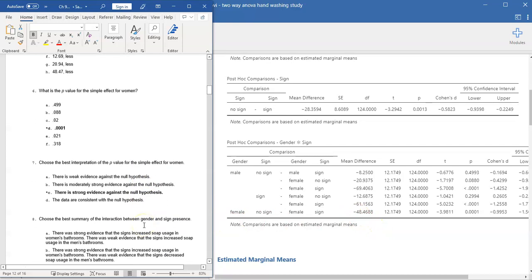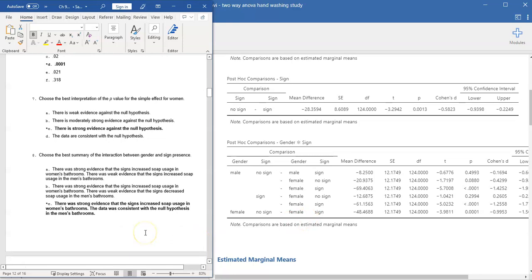All right, moving down. Choose the best interpretation for the p-value for the simple effect of women. Well, again, this p-value is very compelling. So this is, again, strong evidence against the null. It looks like the sign had a strong effect on females' use of soap. Now we choose the best summary for the interaction. There's strong evidence that signs increased soap usage for women. The data is consistent with the null hypothesis in the men's bathrooms. And again, that is the interpretation of the interaction based on the simple effect for females and the simple effect for males.